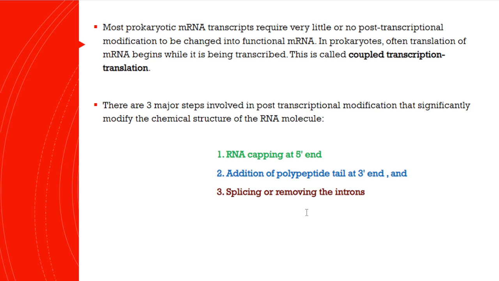There are three major steps involved in post-transcriptional modification. The first one is RNA capping at the 5' end, that is 5' end capping. The second process is the addition of a poly A tail at the 3' end, that is polyadenylation, and the third one is splicing, or removing the introns.